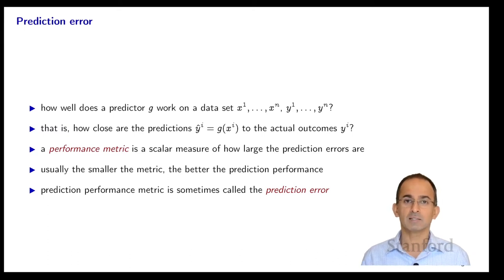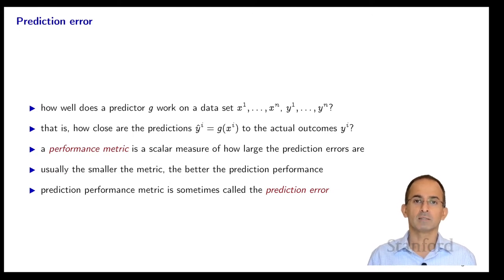So one of the key ideas is that we need what's called a performance metric. It's a measure of how large prediction errors are. We can say, well, we've got a data set, x1 through xn and y1 through yn. For each one of those data points, we can evaluate the predictor g at the ith data point xi to get a prediction y hat i, and ask the question, how close is y hat i to yi? The performance metric is the measure of how close y hat i is to yi. Normally it's designed so that the smaller the metric, the better the prediction performance. It's an error measure. Some people call the prediction performance metric the prediction error as a result.